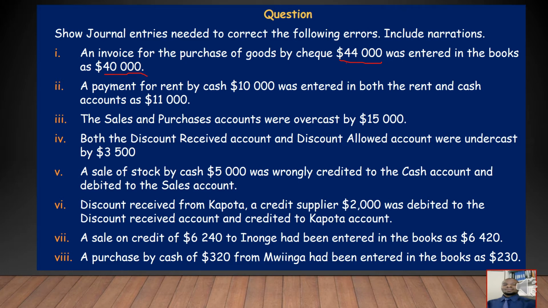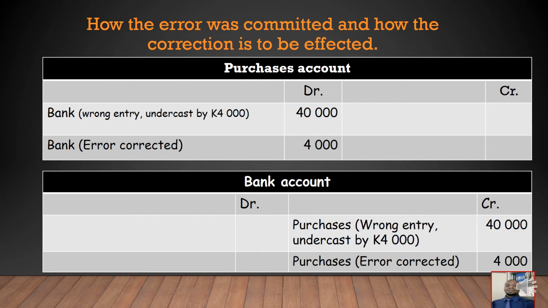So what are we going to do in order for us to correct this? Let us now take a look at how this error was made. This error was made by entering a 40,000 kwacha on the debit side of the purchases account instead of 44. So we need to add 4,000 to 40,000 to make it 44. How do we add to an expense account? We add by debiting the amount that we are adding.